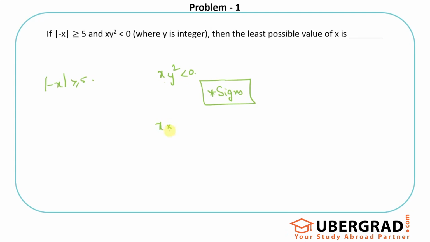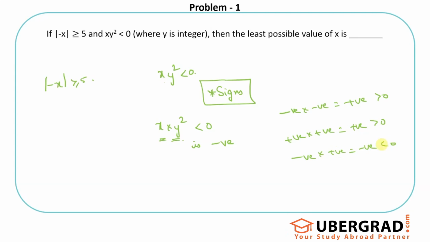That means x into y square is less than 0 means it is negative. When do I get product of two numbers negative? When one of them is negative and other is positive, right? Because negative into negative is positive, that means greater than 0. Positive into positive is positive, greater than 0. So it could be negative into positive, which is negative, less than 0, or positive into negative, which is negative, less than 0. Here they clearly said it's y square.